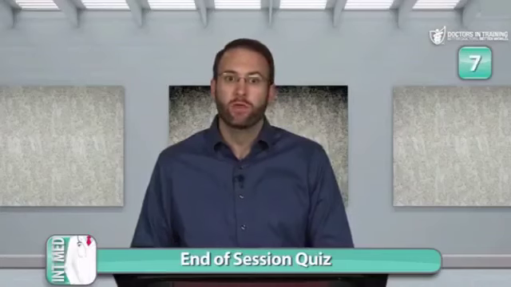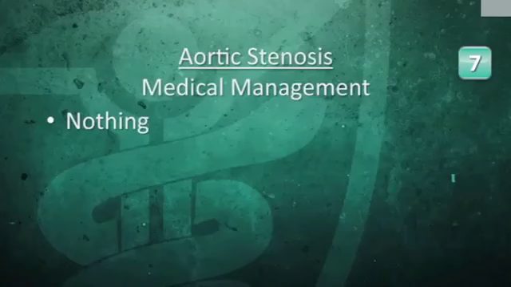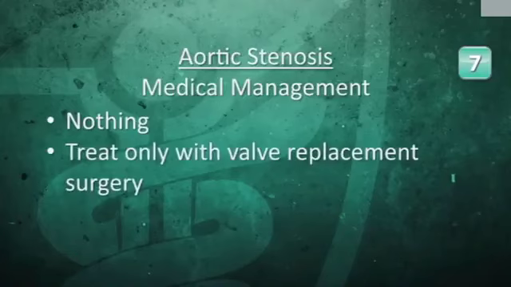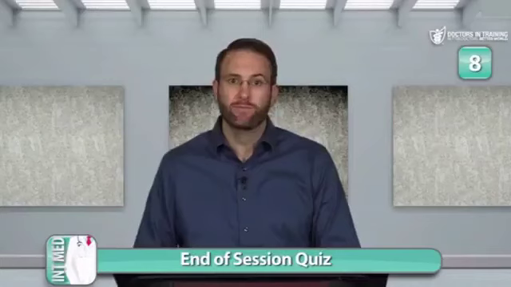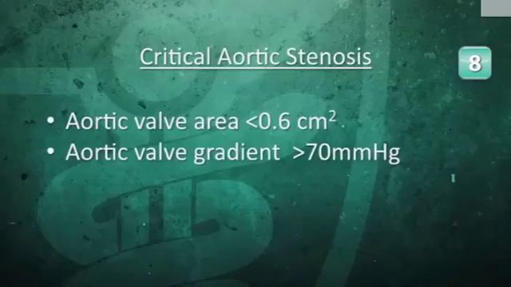Next question. What is the preferred medical management of aortic stenosis? Well, the answer to that is nothing. Aortic stenosis is only treated when it becomes symptomatic and then only with valve replacement surgery. Next, what two echocardiographic findings indicate critical aortic stenosis? So if you have an aortic valve area of less than 0.6 centimeters squared, or aortic valve gradient greater than 70 millimeters of mercury.